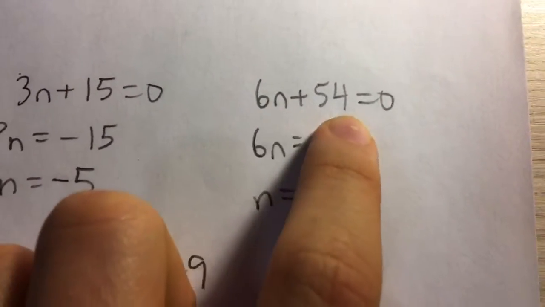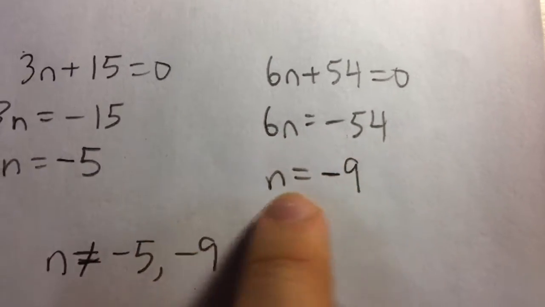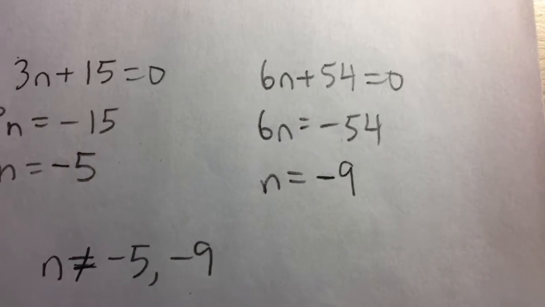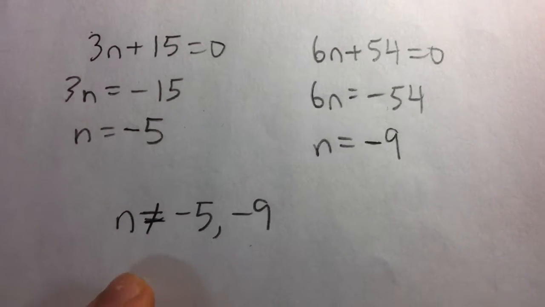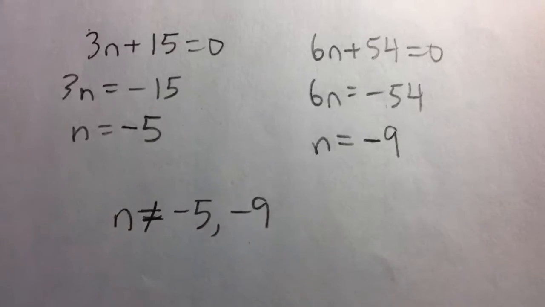And here, 6n plus 54 equals 0. Again, solve for n. Similar idea, I get n equals negative 9. So our domain is all real numbers except for negative 5 and negative 9.